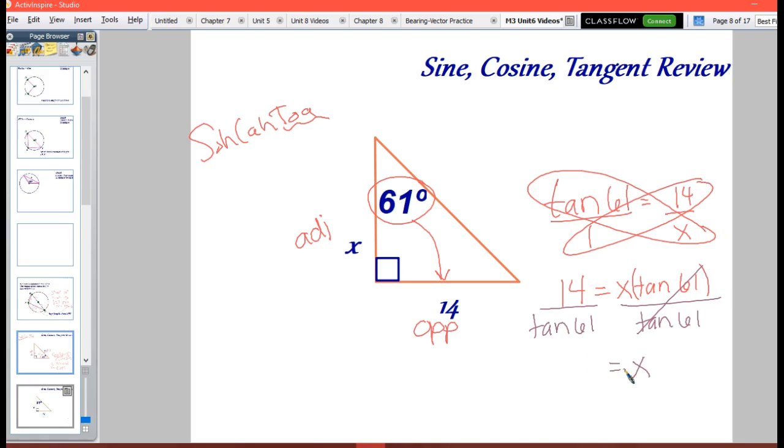So that makes x about 7.760. Again, taking 14 divided by tan of 61 gives me about 7.760. And that should make sense because that 7 here would fit right in. Remember, the hypotenuse is always the longest side, so you can do some checking there.